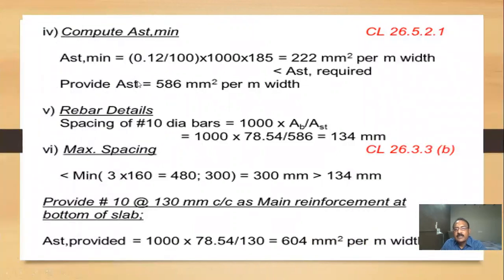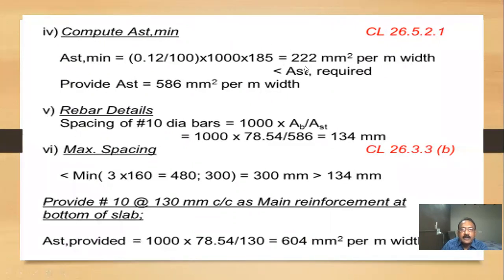What is the minimum area of steel required for Fe 415 steel as per the code book? 0.12 percent. So 0.12 percent of 1000 into b D, with the total depth 185 here, gives 222 mm square. It is less than what is required. We are providing 586, so hence we are on the safe side.